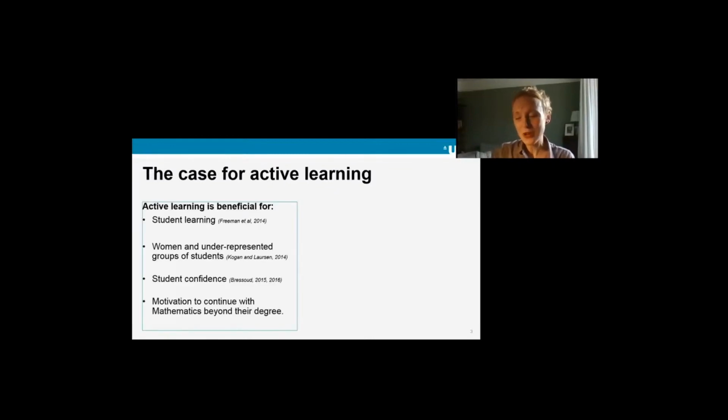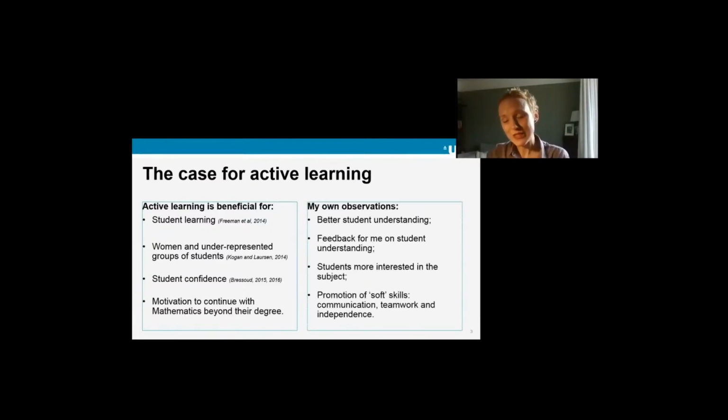So there's a lot of evidence out there to suggest that active learning is really beneficial for students, yes, in terms of their learning, but also in terms of other things as well. And I've been trying to implement this into my teaching for the last few years. And what I've noticed is, for sure, students better understand the concepts that I'm trying to teach them. But it's also really nice to see that students seem to be more motivated to learn as well. And it's great to see them developing some other skills, some of the softer skills, the communication, the teamwork, and especially the independence of thought.